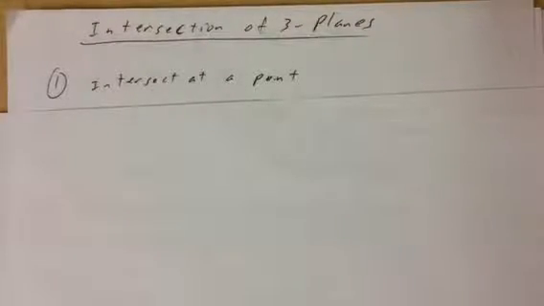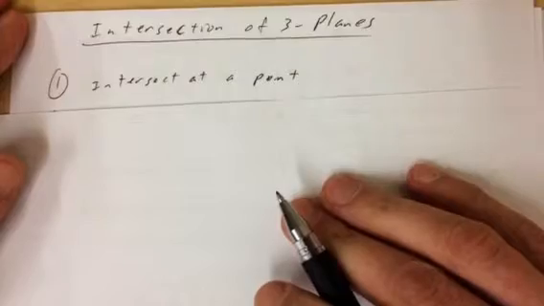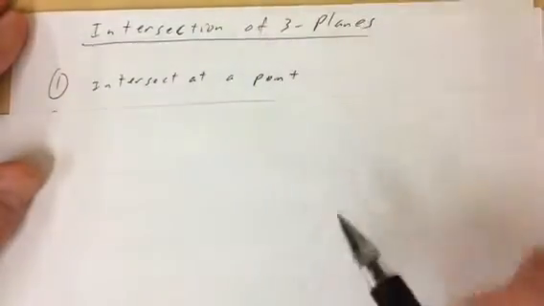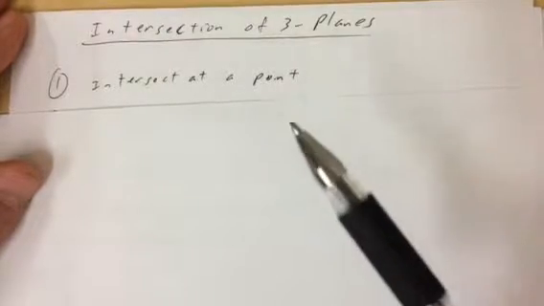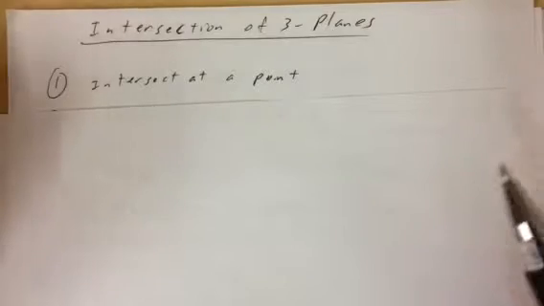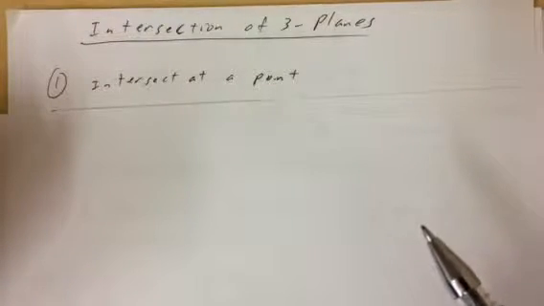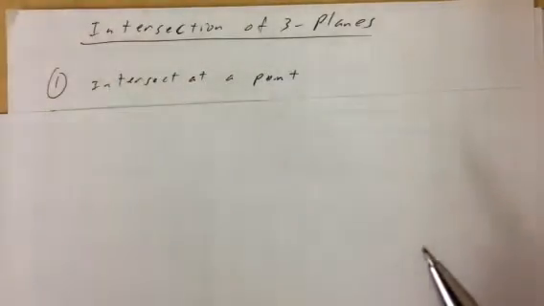Okay, so this is a lesson on the intersection of three planes. You have a number of situations here for there to be an intersection point, or at least one point. The first one is if all three planes intersect at one point. If you had three random planes that you put out there, there's a good chance that they would intersect at one point. That's the most common situation.